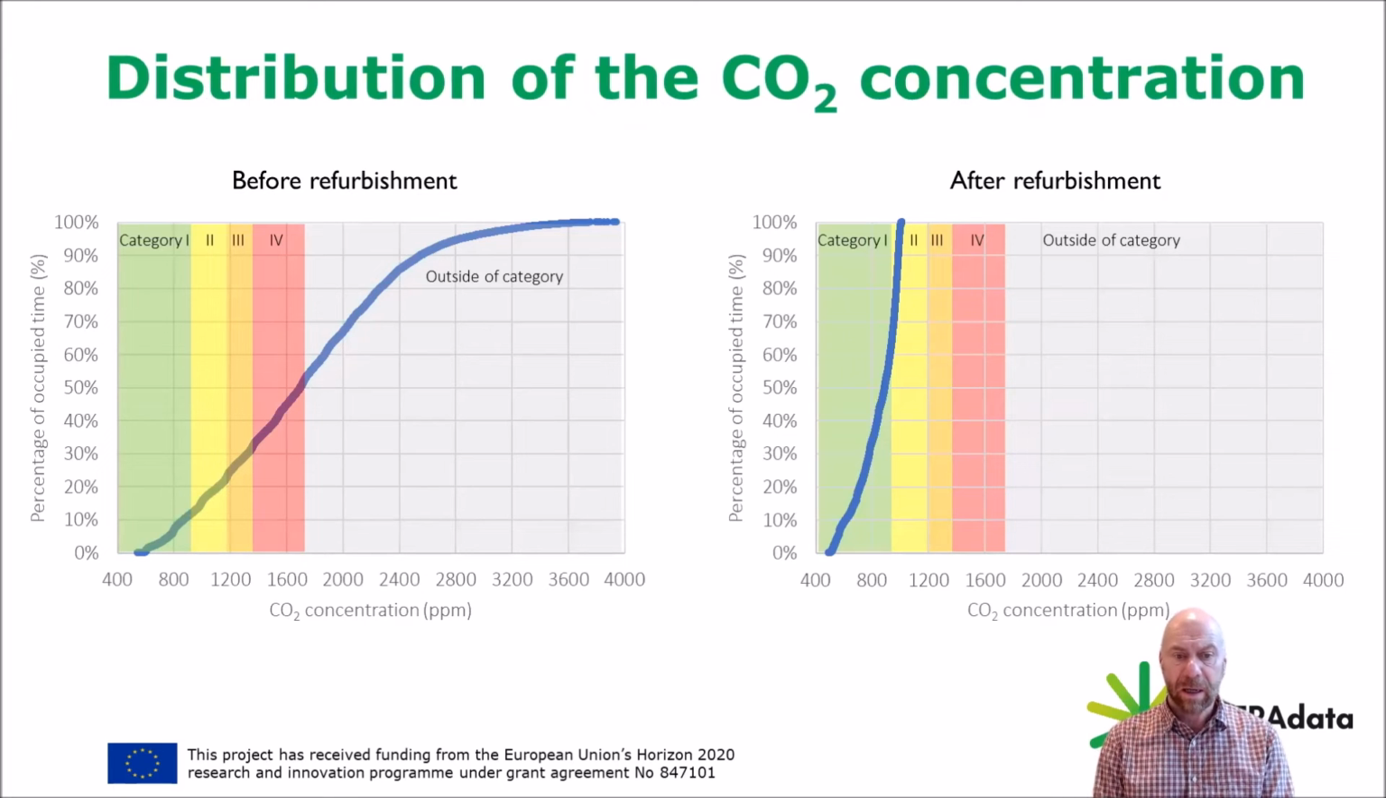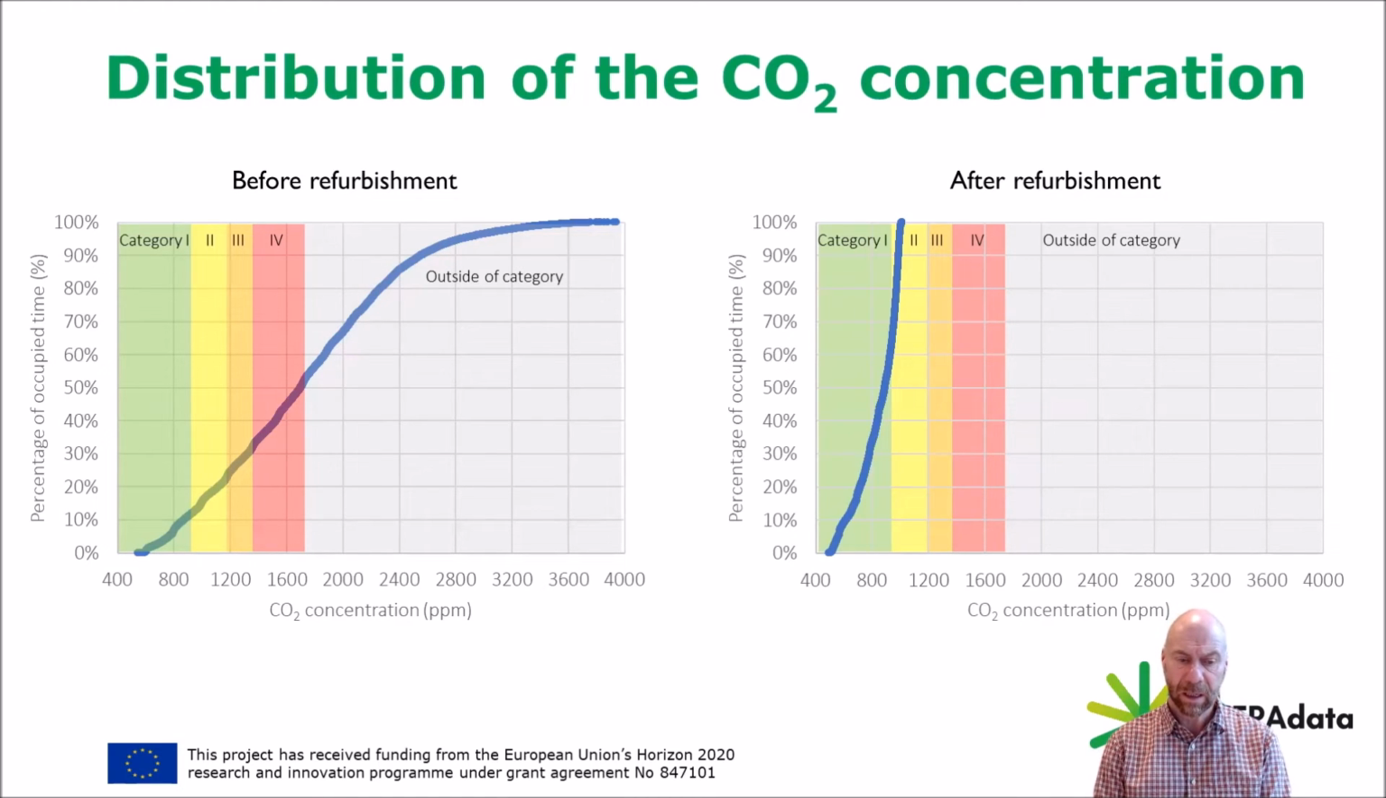So the calculated indoor climate, in this case the carbon dioxide concentration, is shown in these two figures. To the left we have before refurbishment, and to the right after refurbishment. And we see how it changes. We have CO2 concentration on the horizontal axis and percent of occupied time in the different quality categories.